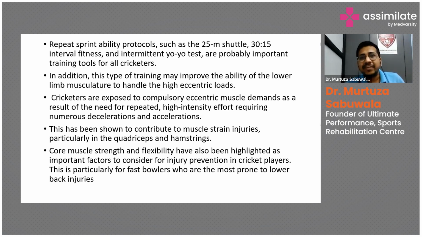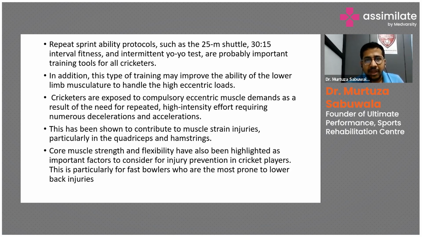In addition, this type of training may improve the ability of the lower limb musculature to handle high eccentric load. Cricketers are exposed to compulsory eccentric muscle demand as a result of the need for repeated high-intensity effort during numerous deceleration and acceleration phases. This has been shown to contribute to muscle strain injuries, particularly quadriceps and hamstring. So if the players are not conditioned properly, and are not exposed to eccentric muscle strengthening or eccentric load, the chances of muscle and overuse injuries, especially to the hamstring and quadriceps, are very, very common.